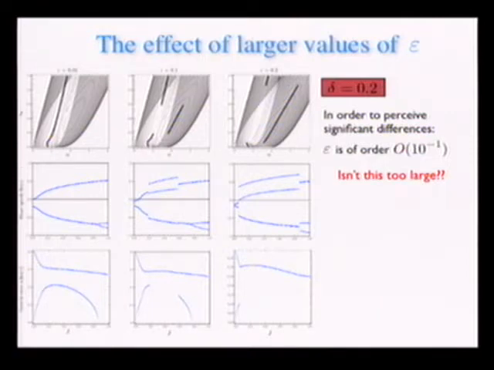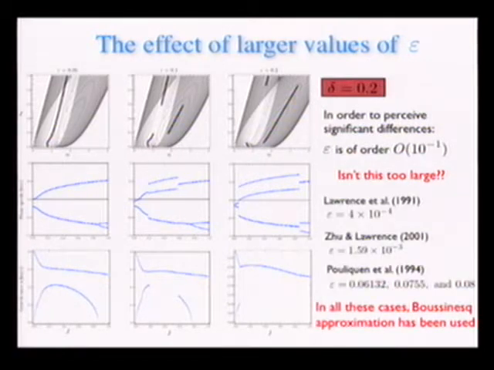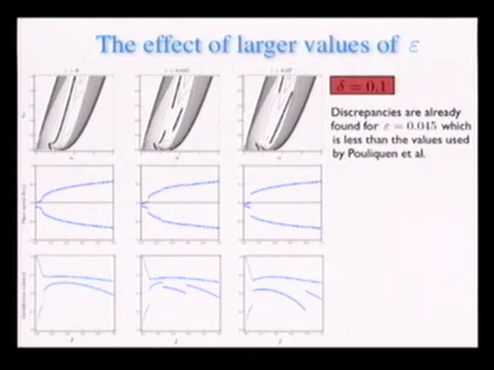So at one point, we could see 0.1. In order to see any significant difference, you have to push your epsilon up to 10 to the minus 1. Isn't this too large? Based on their experiments, for example, Lawrence has used 10 to the minus 4, 10 to the minus 3, and Pouliquen, for example, and co-authors have used actually 0.06, 0.07, 0.08. And in all these cases, the Boussinesq approximation has always been used.